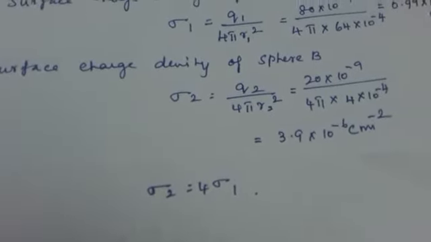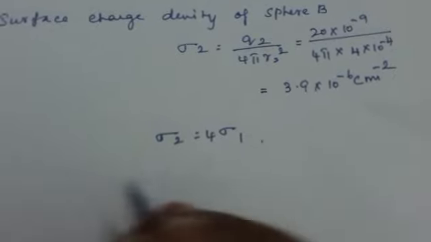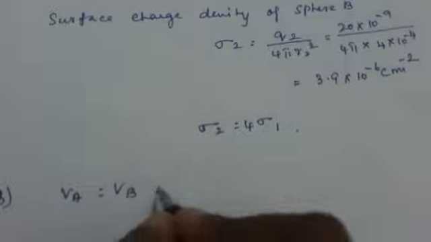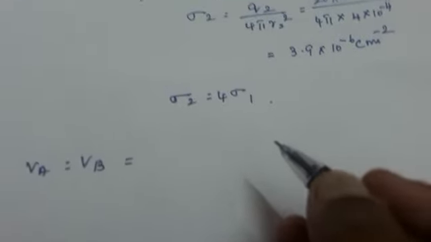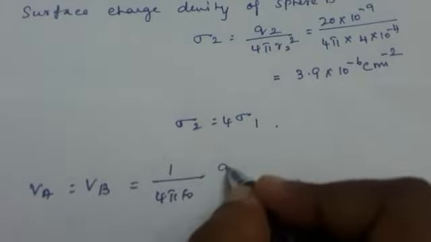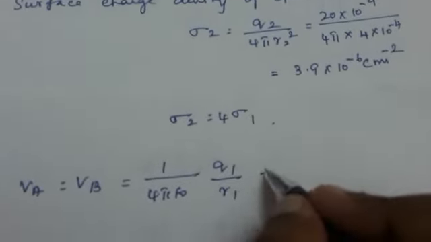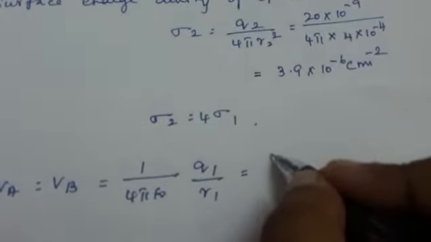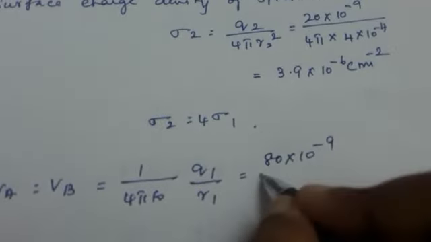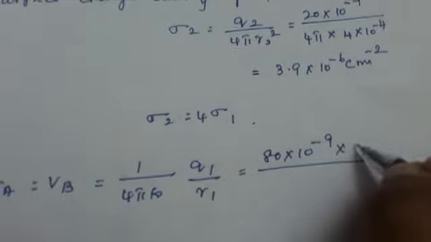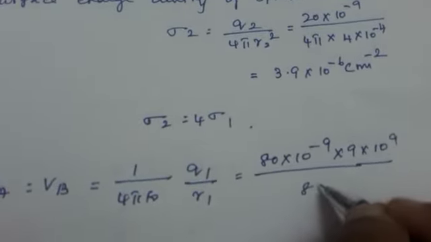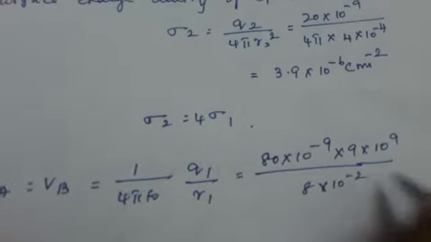So the potential on each sphere. But the potential on each sphere is what? Same. So we can write VA is equal to VB. If I find out any one potential, it is easy for us to calculate. So 1 by 4 pi epsilon 0 Q1 by R1. So what is Q1? Q1 is equal to 80 nanocoulomb. So 80 into 10 raised to minus 9 by 4 pi epsilon 0. 1 by 4 pi epsilon 0 is 9 into 10 raised to 9. By R1 value is what? 8. 8 into 10 raised to minus 2.